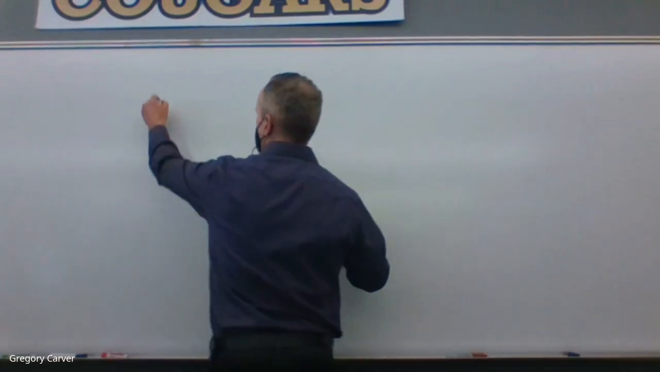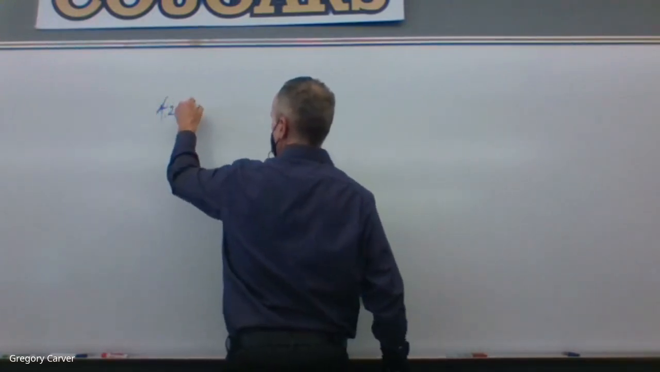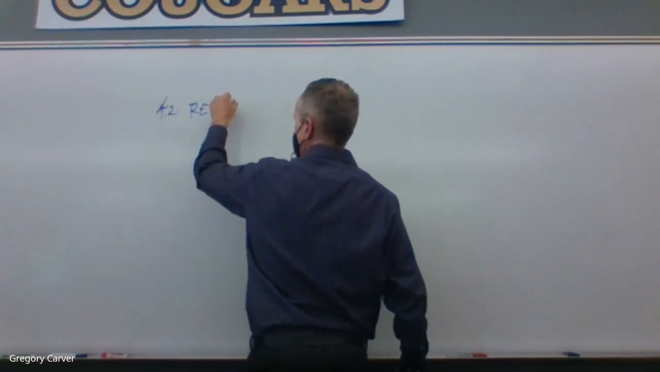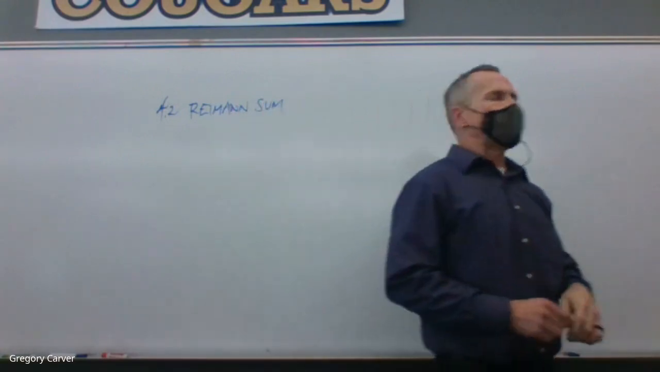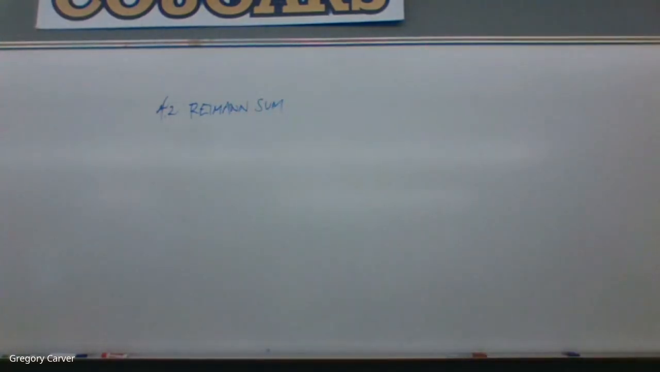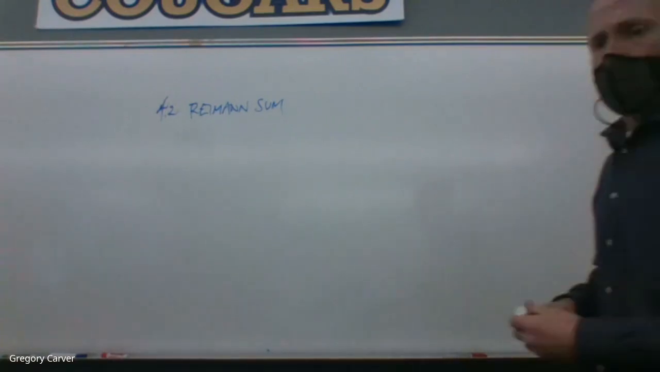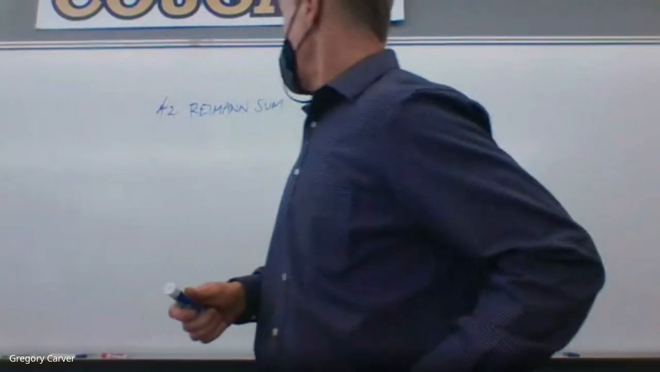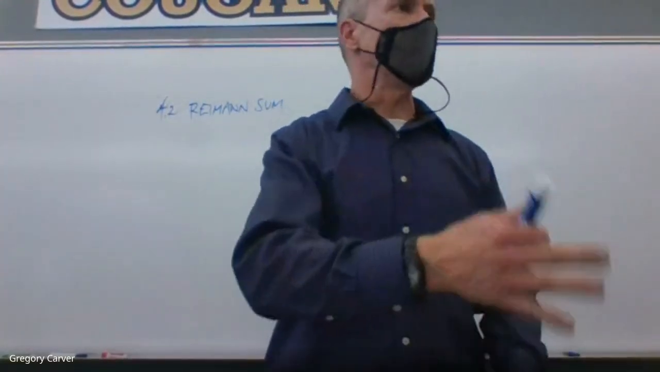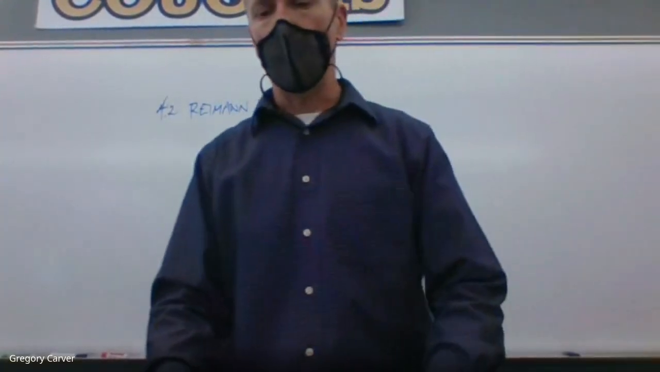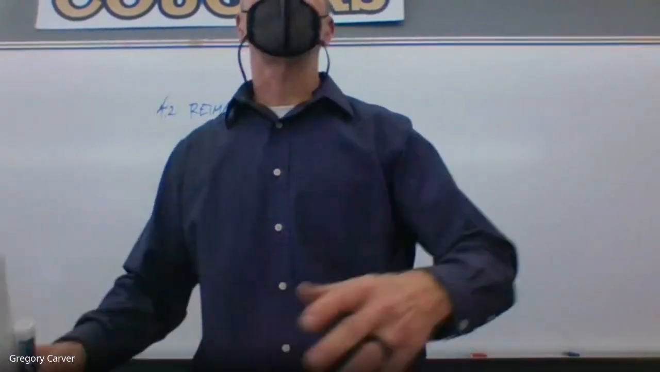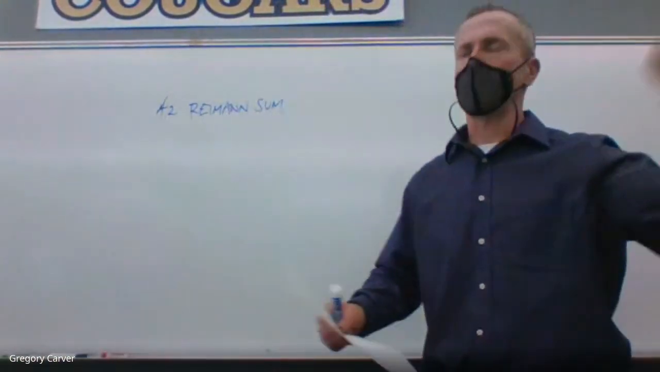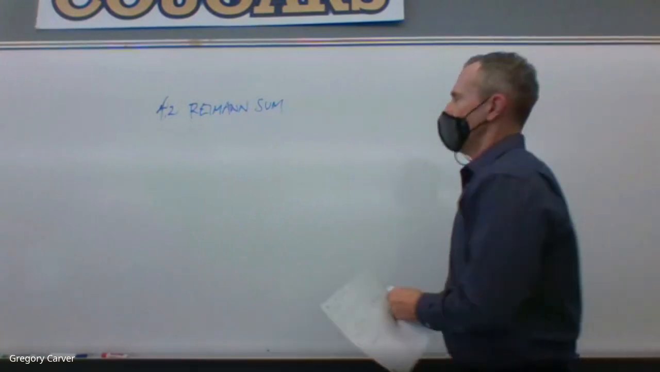So it is 4.2 continued before we dive in, and it is called a Riemann sum. It's a different way of looking at area estimation. Riemann was a German mathematician, and he came up with this technique. It's nothing groundbreaking, but here's what it looks like.